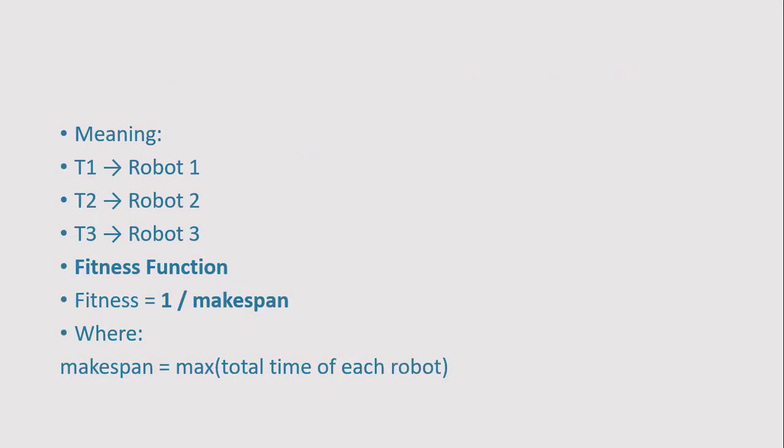The formula for calculating the fitness function is the inverse of the total job production time, that is the makespan time. The makespan time is nothing but the maximum total time of each robot, the maximum available total time of each robot. By summing up the maximum total time in each assembly station, we will be able to get the makespan time.